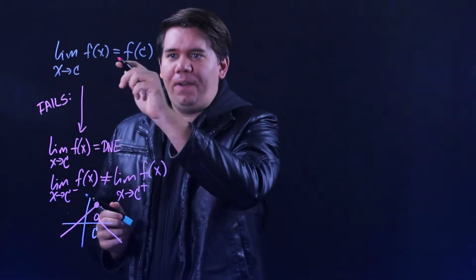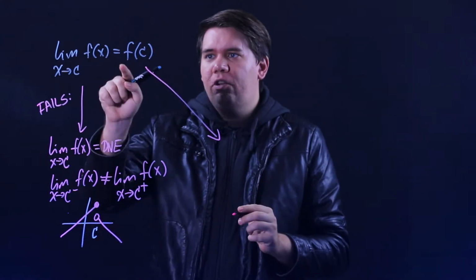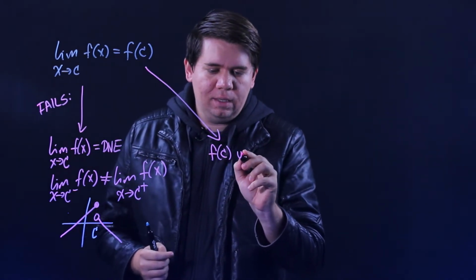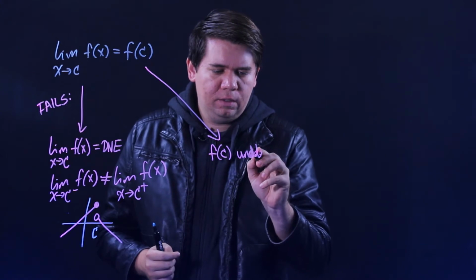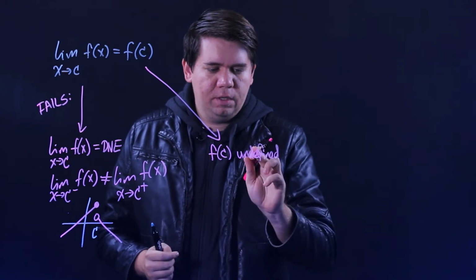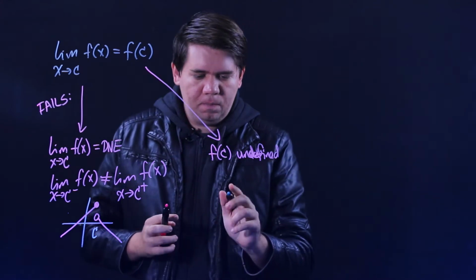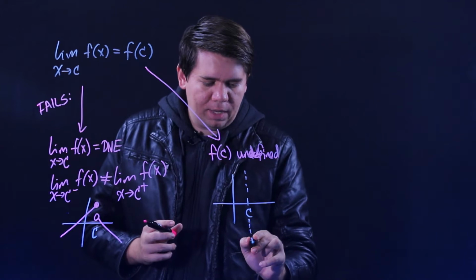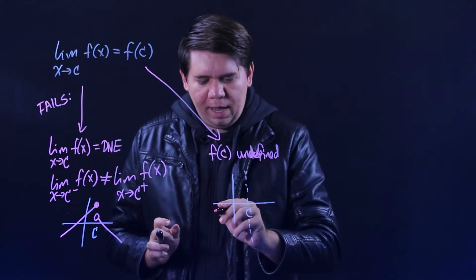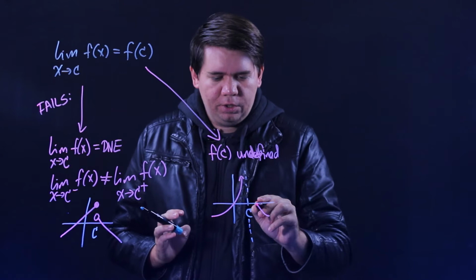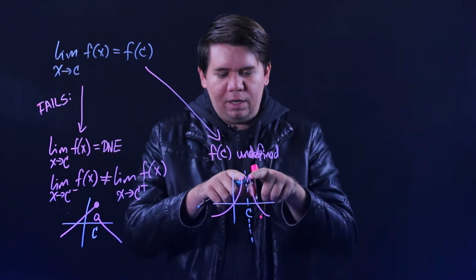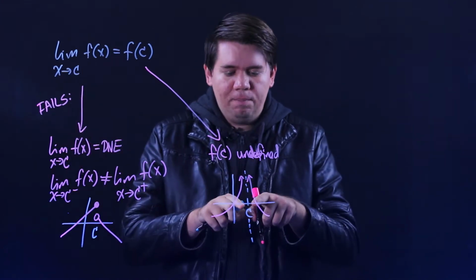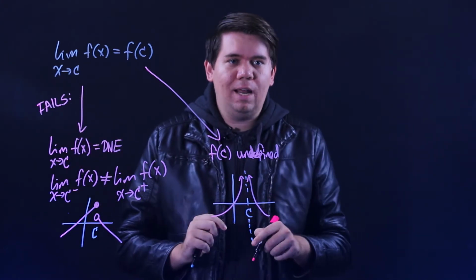Similarly, this could fail if the right-hand side is undefined. It would fail if f of c is undefined. For instance, you might have a function that at c has some vertical asymptote, perhaps. Then no matter what happens, maybe you're going up or you're going down, the limit there is defined. The limit at c is infinity from both directions, so the limit is defined. But at c, the function is not defined.